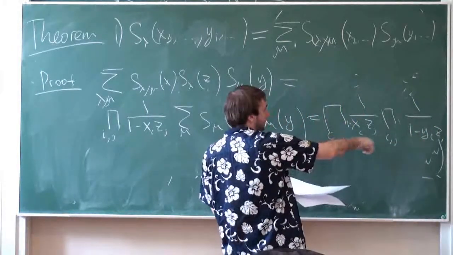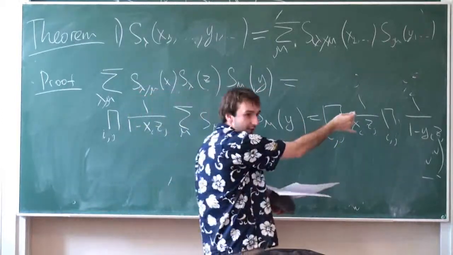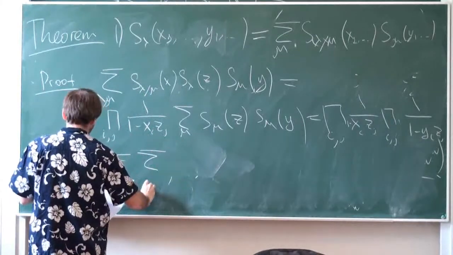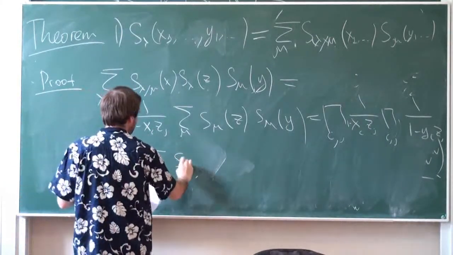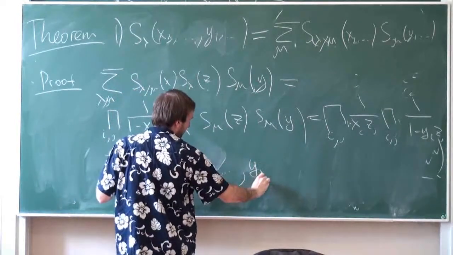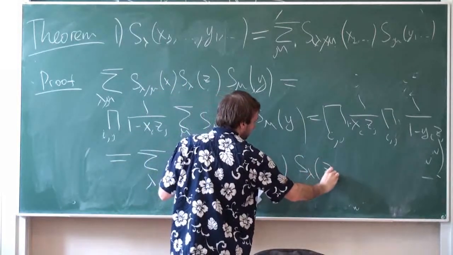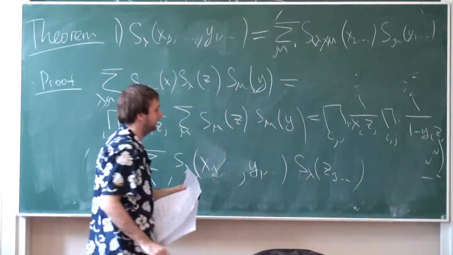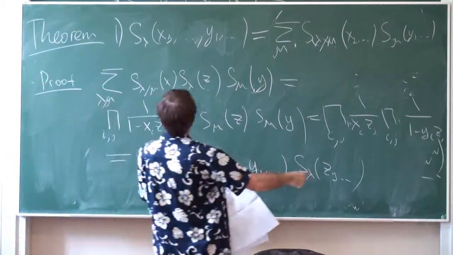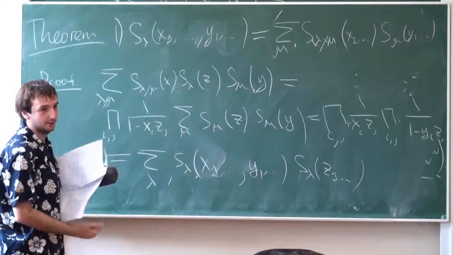Okay, but this can be written as a single product. And then, as a single product, we can apply the Cauchy identity to this again and get that this is, in the same way, the sum over lambdas of s lambda of x1 through xn and y1 through yn times s lambda of z variables. So this is just the Cauchy identity. Now comparing the coefficient of s lambda of z here and here, we arrive at this identity.